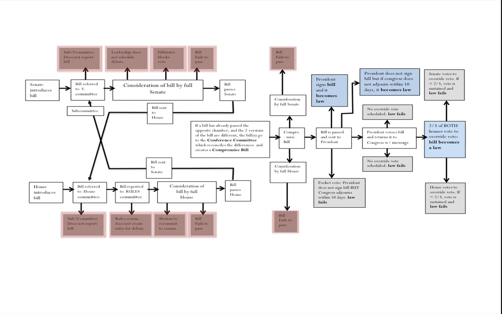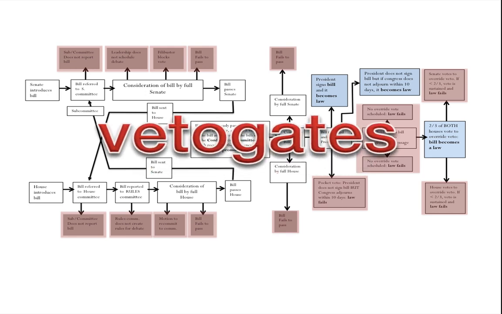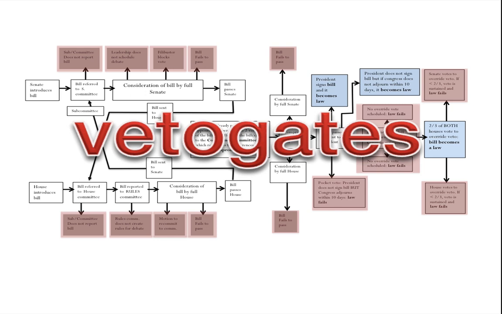If it does get a majority in both houses, the president can still kill it with a veto or a pocket veto. And if both houses can't muster 2/3 to override this veto, it fails to become law. So, as you can see, there are more ways for a bill to fail than to pass. These hurdles are sometimes called veto gates, and they make it difficult for Congress to act, except on issues where there is wide agreement or that are very trivial, like naming post offices, which is the one thing that Congress seems to be very good at.